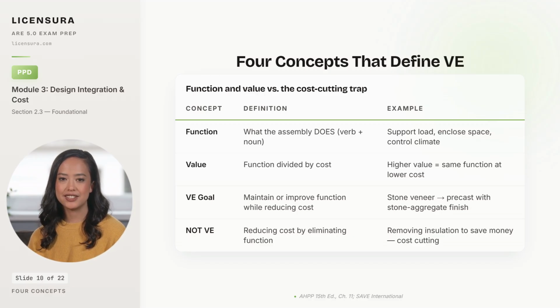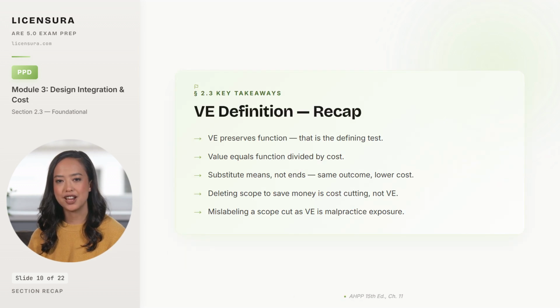And the negative case: anything that reduces function to save money is not VE. Removing insulation, deleting waterproofing, eliminating a fire-rated assembly. Those are scope deletions, and the exam treats them as architect malpractice when the architect labels them as VE. Walk away with these 4 takeaways, and you will never call a scope deletion a VE proposal. 4 takeaways on the VE definition.